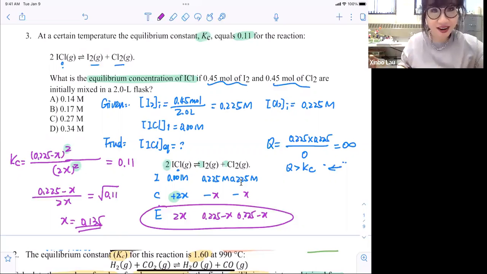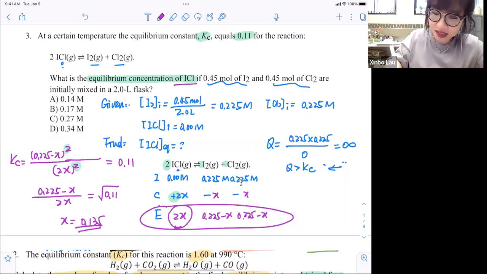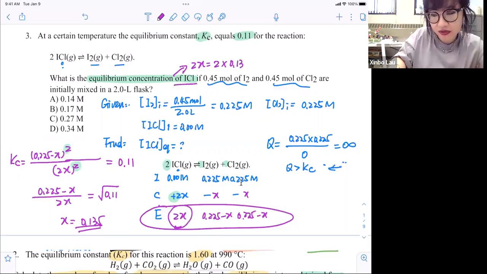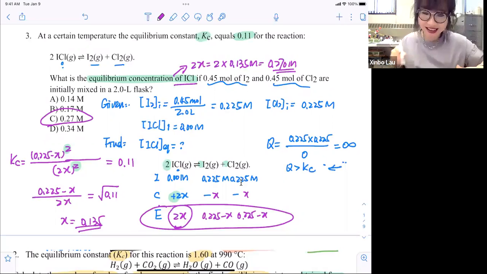Is this our final answer? No, remember what we're looking for. What's its concentration going to be? 2x, so 2 times 0.135. We got 0.270. Therefore the answer is C. So this is the video for these questions, and thank you for listening.